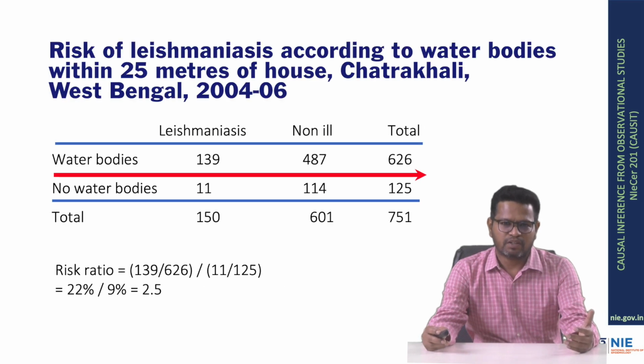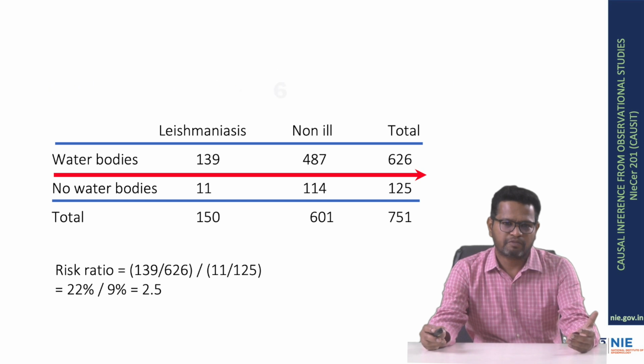Coming back to the example, the cohort study investigated the presence or absence of water bodies within 25 meters of the house as one of the exposures for leishmaniasis. The risk of having leishmaniasis among those living in a house having a water body within 25 meters is 22%. The risk among those living in a house that doesn't have a water body within 25 meters is 9%. The risk ratio is 22% divided by 9%, which is 2.5.